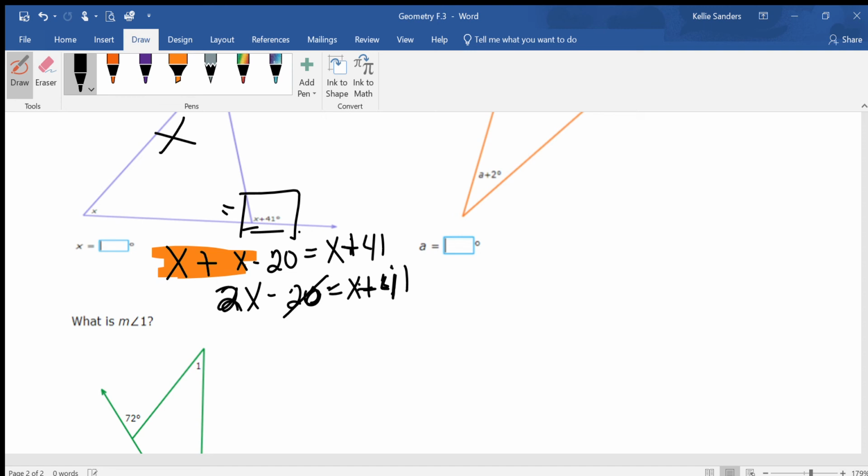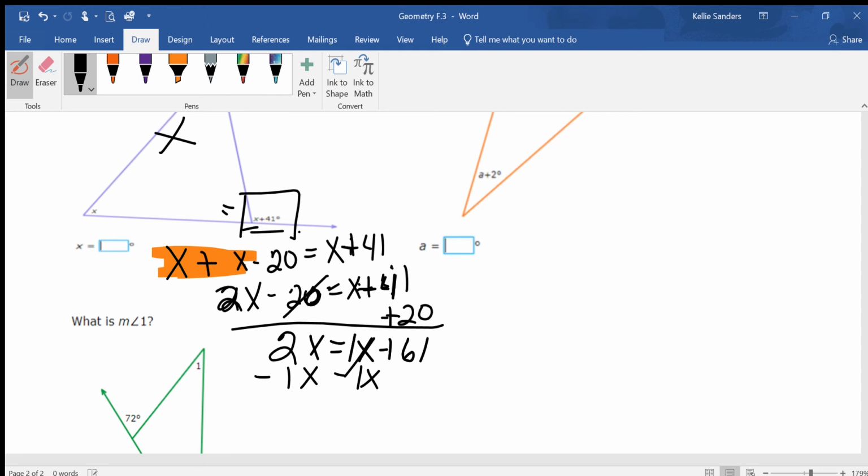We're going to add the 20. So 2x equals 1x plus 61. We're going to subtract the 1x. 2 minus 1 is 1. So 1x is the same thing as x. X is 61. The question is, what is x? So it's 61.